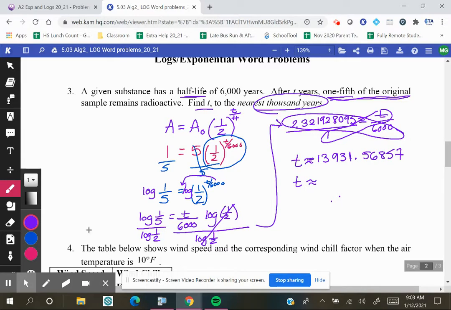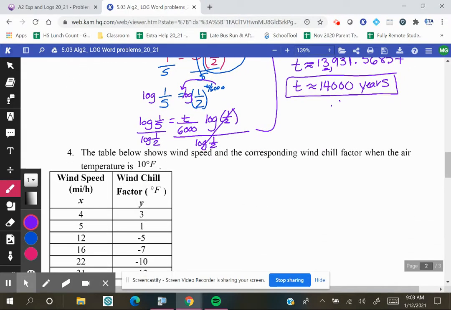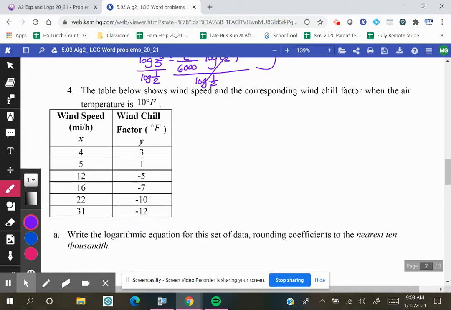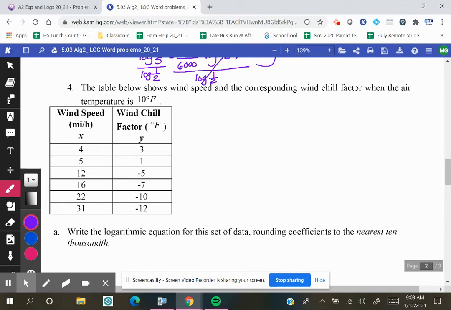So here's your ones, tens, hundreds, thousands place right here. It's where you start talking thousands. So we go to the right of that. It's a 9, so I'm going to round up to 14,000 years, a very long time. 14,000 years. All right, moving on to something a little bit different, here is some of our regression.